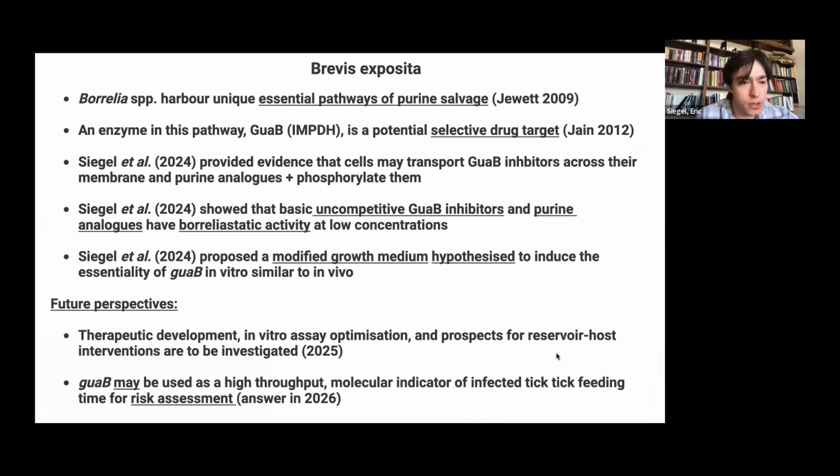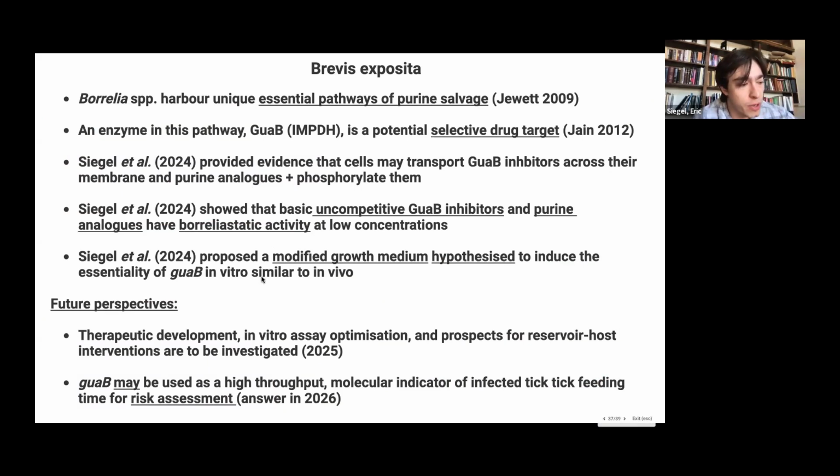So just to summarize what we've done so far and where we're going, Borrelia has this unique essential pathway of purine salvage. An enzyme in this pathway, guaB, which is inosine monophosphate dehydrogenase, is potentially a selective drug target that we could use for this. We showed evidence that cells can transport guaB inhibitors across the membrane and purine analogs, also to phosphorylate them. We showed that uncompetitive guaB inhibitors and purine analogs can reduce the growth of Borrelia at low concentrations.